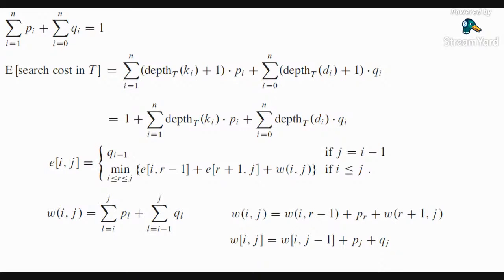However, this wij can also be rewritten as w(i, j minus 1) plus pj plus qj. Here, if I am considering till j minus 1, and I include one more object, then one more successful probability and one more unsuccessful probability will get added, and that will be represented with the help of pj and qj respectively. Now see how we can compute this.